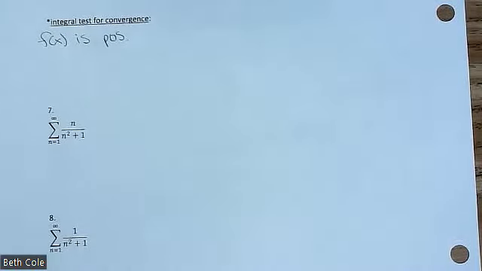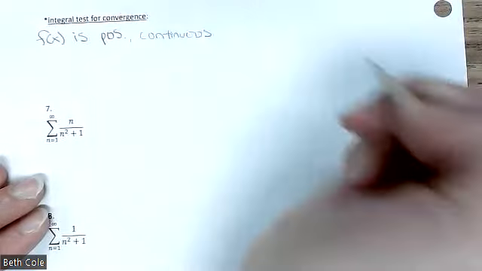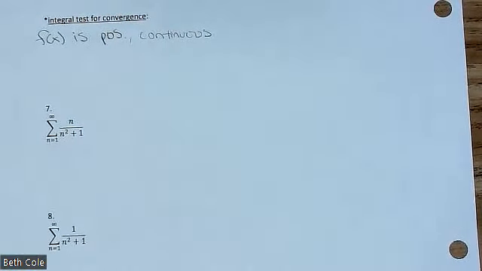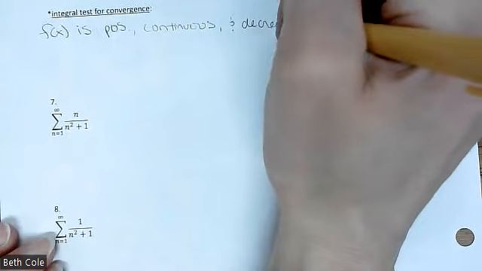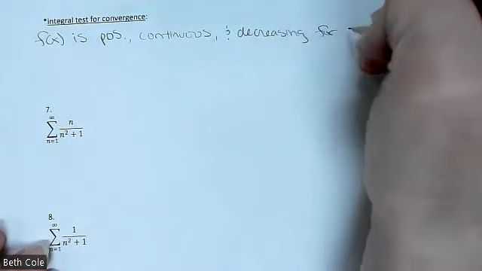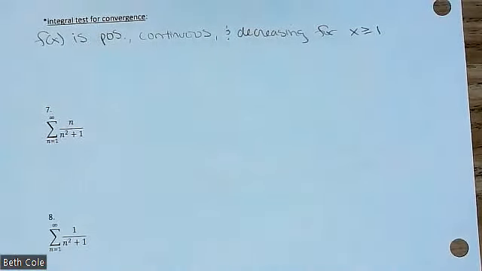That means above sea level, so like above the x-axis, continuous, so no like holes or asymptotes or any other issues, and decreasing for x bigger than 1. Or I guess wherever it starts. I guess if your series would start at a different number, you could start at a different number. But it has to be positive, continuous, and decreasing.